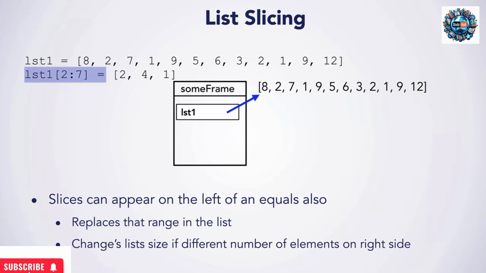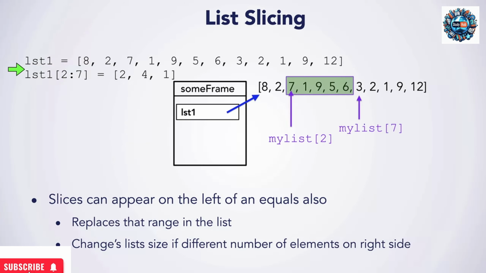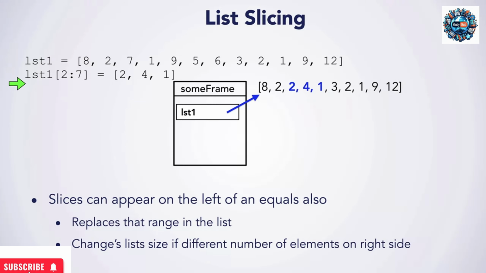If you leave both start and end blank, your slice references the entire list, so you would copy the whole thing. You can also use a slice on the left side of an assignment statement. This use of slicing will replace the entire range of elements with the list that is on the right side of the equals. Here we are about to replace elements 2 to 7 with the list [2, 4, 1]. Notice that the range from 2 to 7 has 5 elements, but the list [2, 4, 1] only has 3 elements. That is totally fine. This operation will reduce the size of the list by 2 elements, resulting in the list that you see here. We removed all 5 of the elements in the range from 2 to 7 and put in 2, 4, 1 in their place.